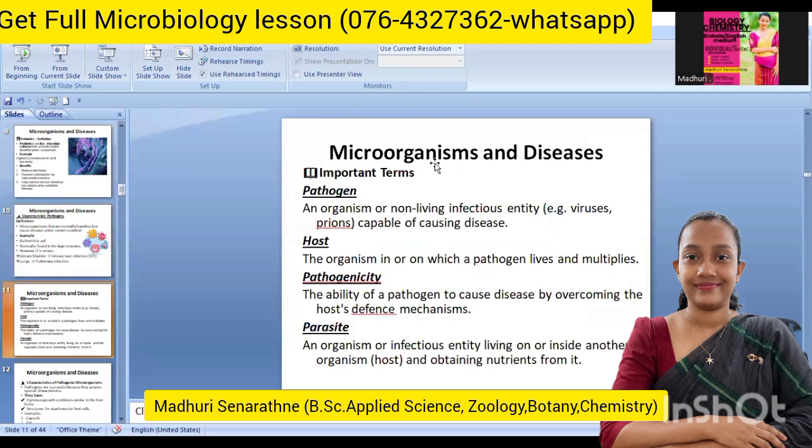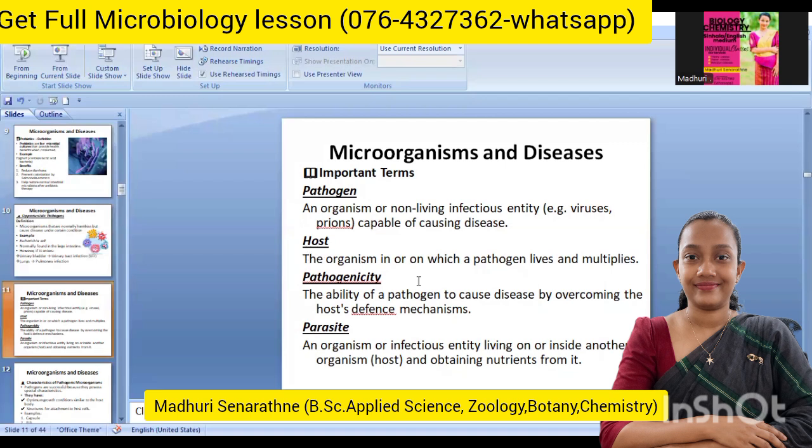Next, terms related to infectious diseases. First, the term pathogen. A pathogen is an organism or non-living infectious entity capable of causing disease. This includes non-cellular entities such as viruses and prions.